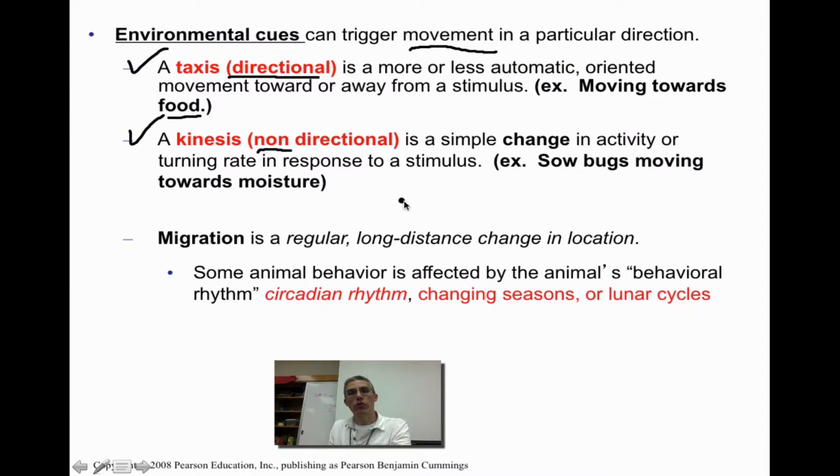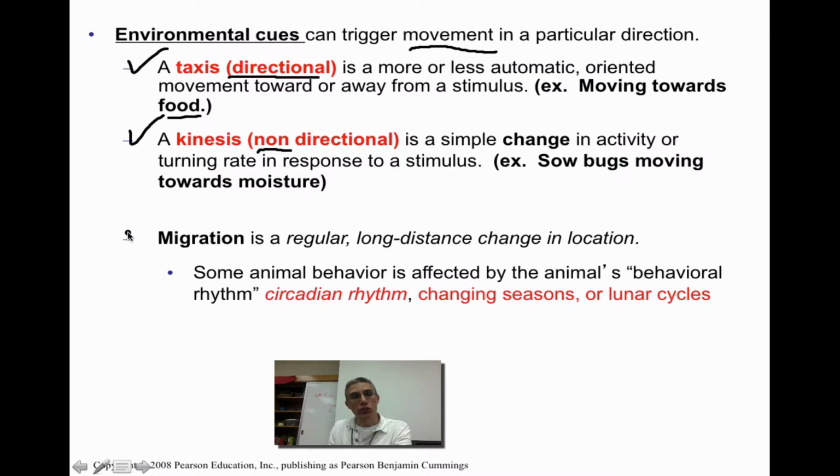What they're doing is they're trying to move away from something. So for example, if you put a sow bug or a pill bug in a very dry environment, their natural instinct is to move someplace else. Now, they're not necessarily looking for moisture, but the hope is they will actually find an environment that has a different amount of moisture than the one that they're already in. So that would be considered a kinesis or non-directional type of movement.